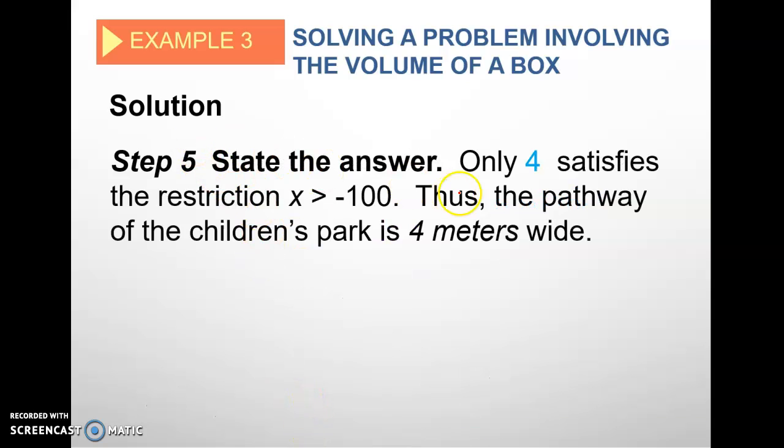So state the answer. Only 4 satisfies the restriction that x is greater than 0. It should be positive. Thus, the pathway of the children's park is 4 meters wide.